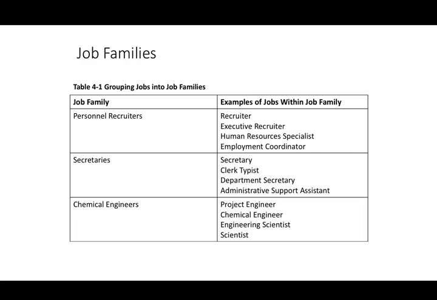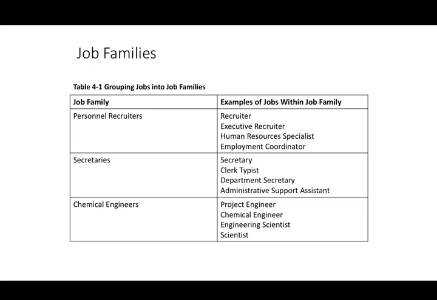When we are doing job analysis, part of the process is trying to group jobs into what we call job families. So recruiting positions, secretarial positions, engineering positions, they're all grouped based on a particular job family. So for example, personnel recruiters might be everything from an employment coordinator at the lowest level to the lead recruiter or the head of recruiting at the highest level, and it might be anywhere in between.